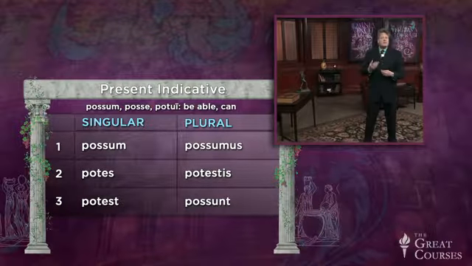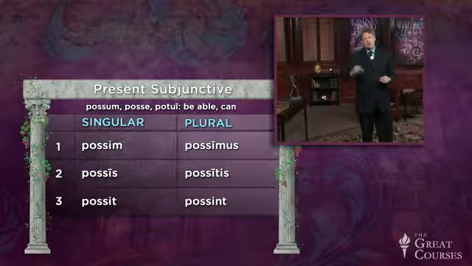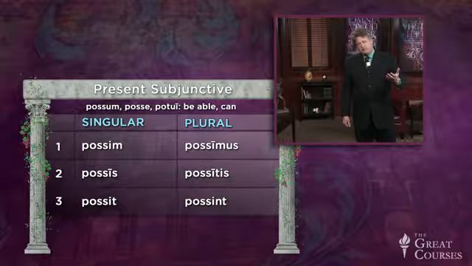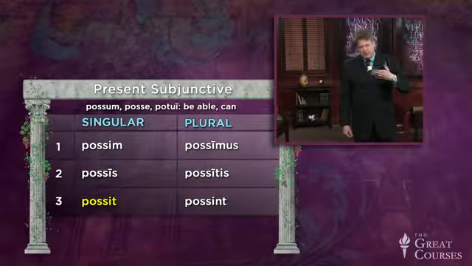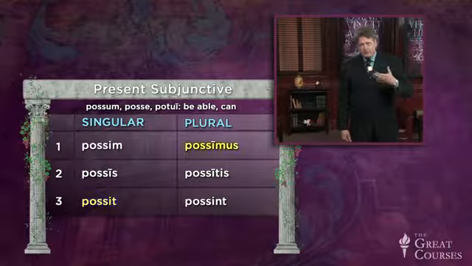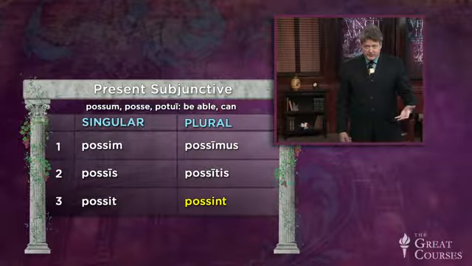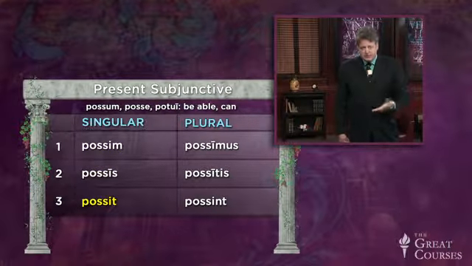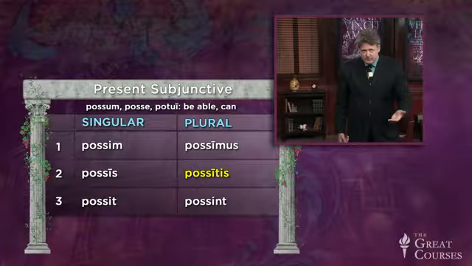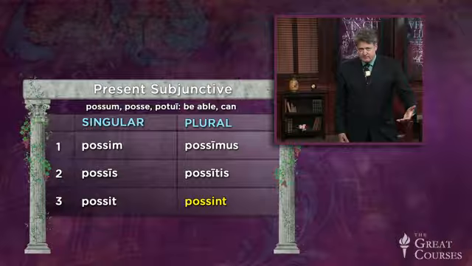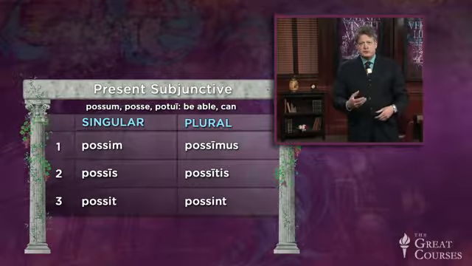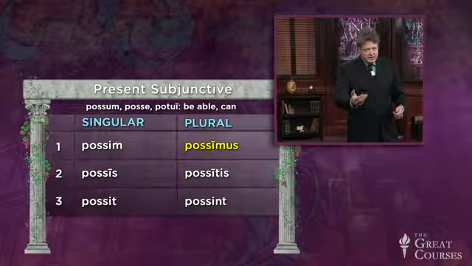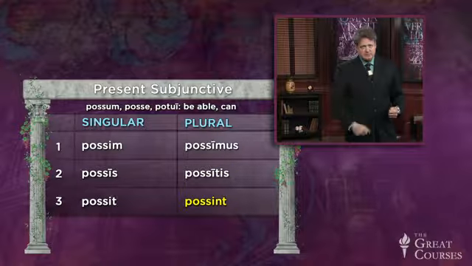As you will recall, we form the subjunctive by attaching POS to sim, sis, sit, simus, sitis, sint. Please repeat after me. Possum, possis, possit. Possimus, possitis, possint. Iterumque, and again. Possum, possis, possit. Possimus, possitis, possint. And stop.